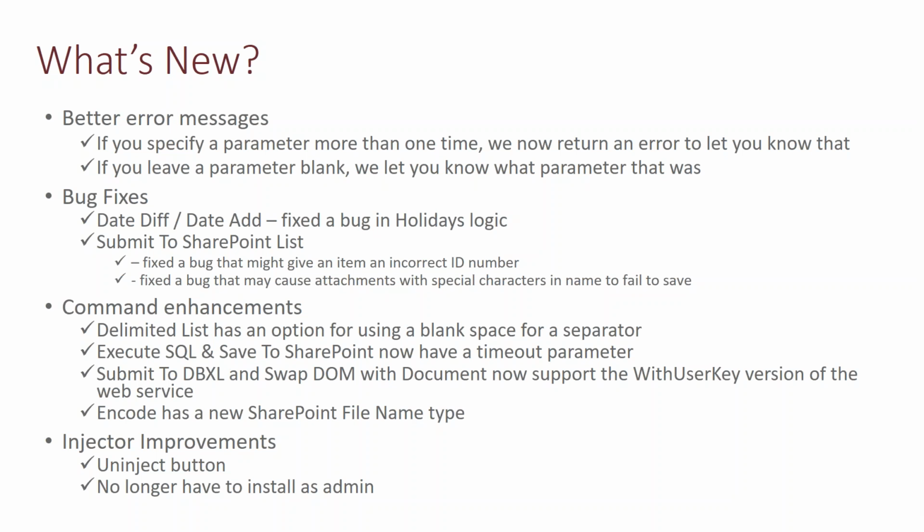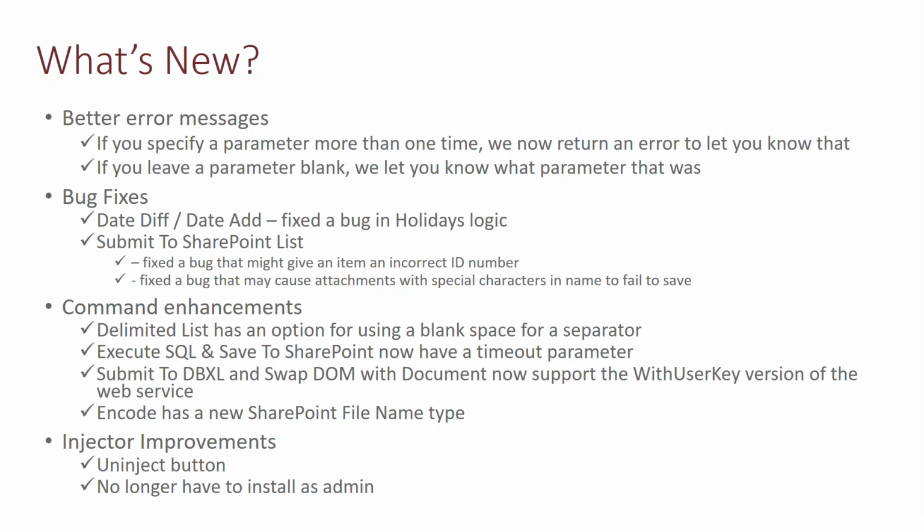And so just to help you during design time, we did some various bug fixes. This is all going to be in the release notes in the updated documentation. There was a little bug in the holidays logic if you were excluding holidays with date diff and date add. Submit to SharePoint list, there was a little bug that might return an incorrect ID number to an item. We had a bug that might cause attachments with special characters in the name to fail to save. So we've addressed those little things. If those affect you, you'll want to update.